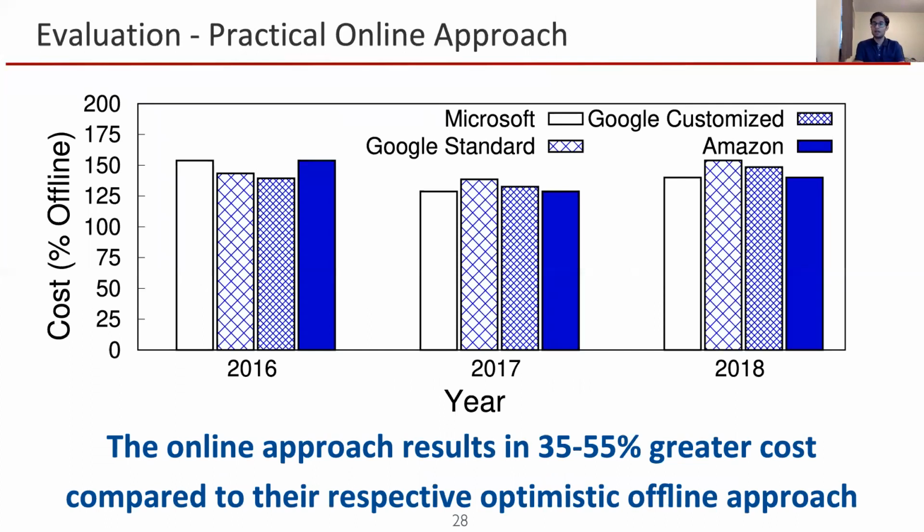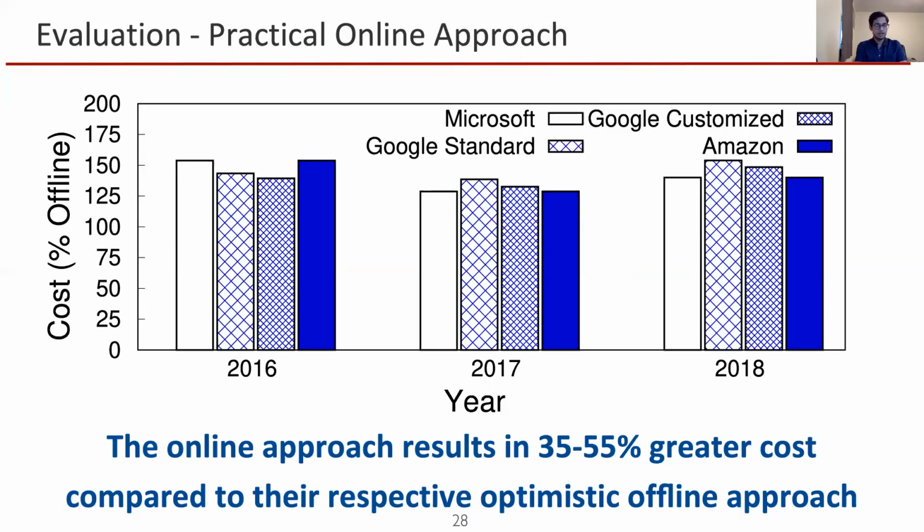Next, let's compare our practical online approach and how it performs against the offline policy. In this case, we use the previous year to estimate the number of reserved instances. For example, for the 2016 year, we use 2015 data and the offline policy to estimate the number of reserved. And similarly, for 2017 here, we use 2016 data and the offline approach to estimate reserved, and so on. And we plotted the data here.